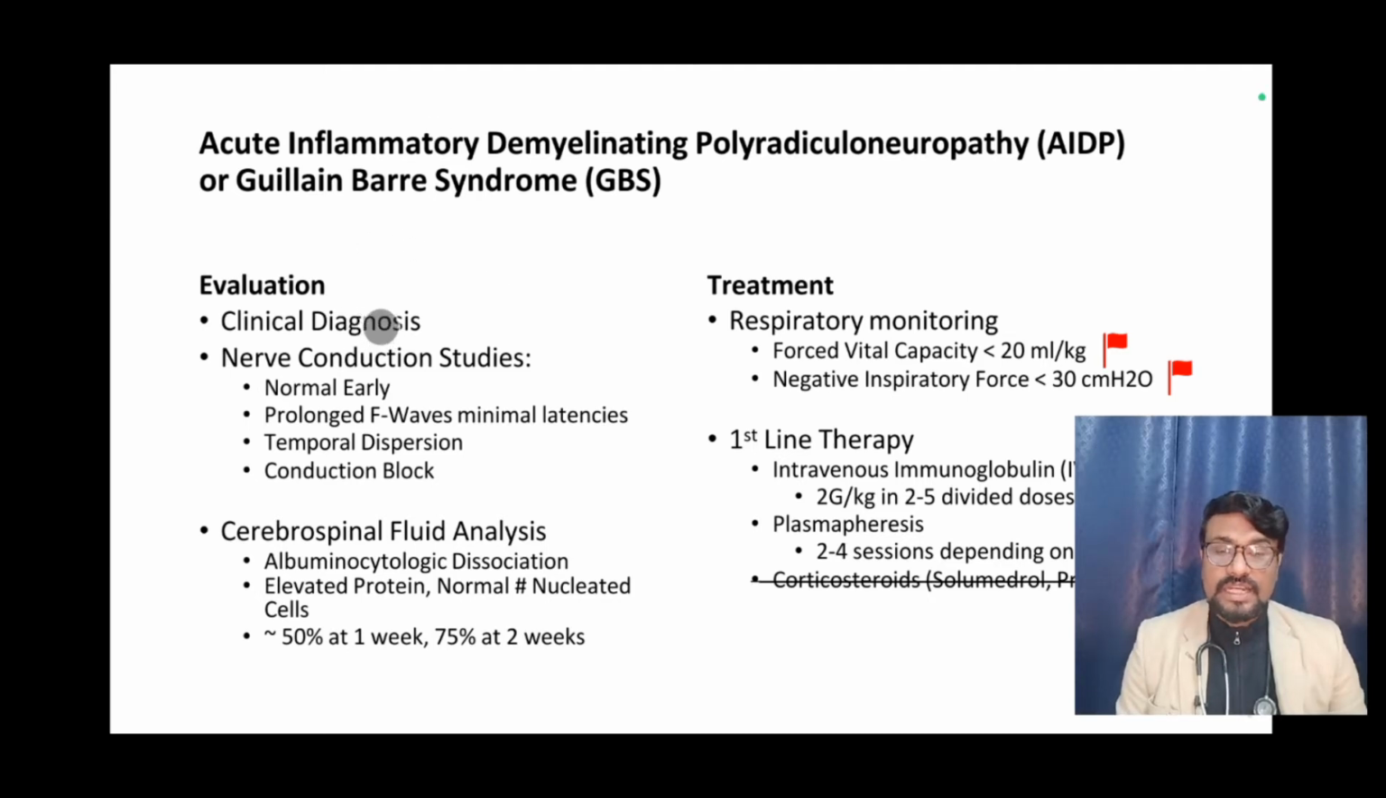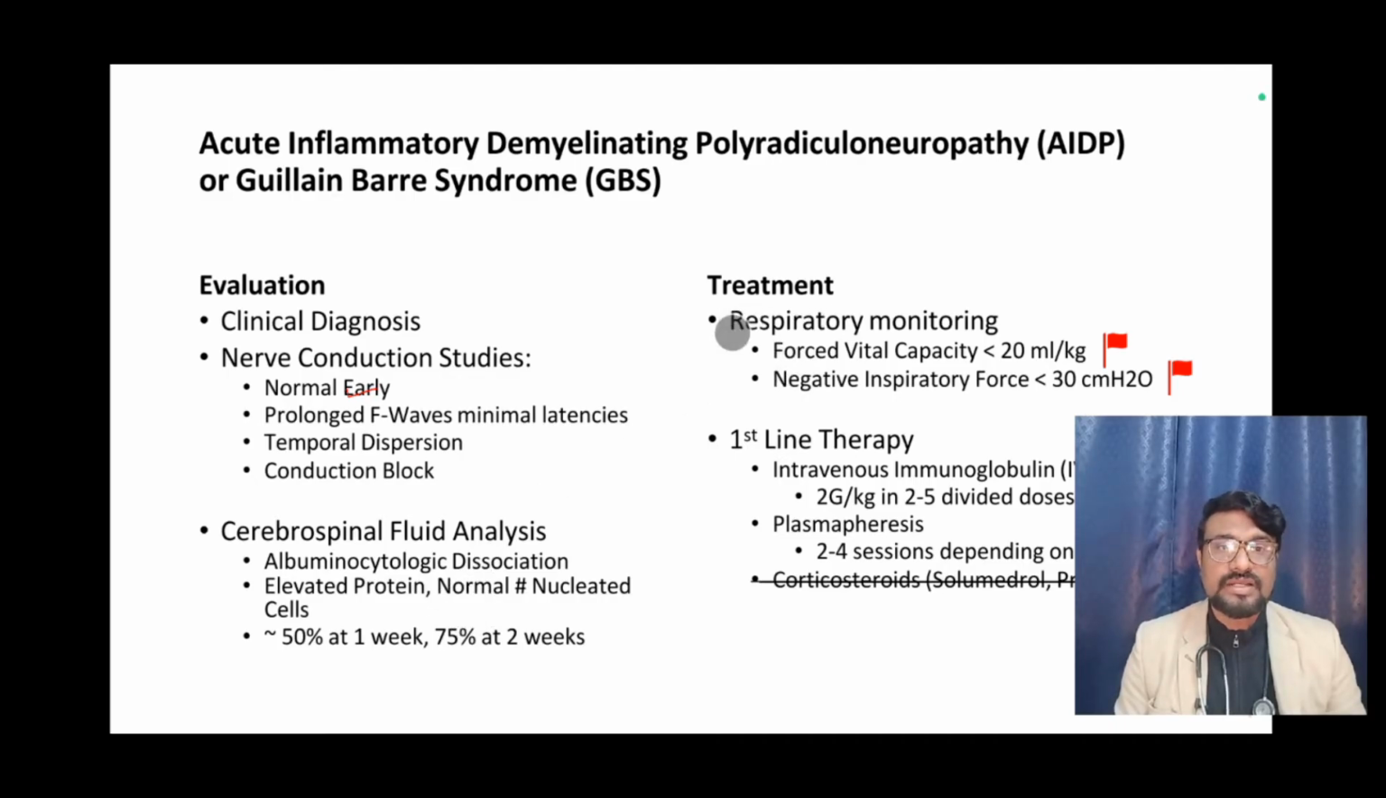It is a clinical diagnosis, but on nerve conduction study, it is normal in the early phase, but as the disease progresses, you can get prolonged F waves, minimal latency, temporal dispersion or conduction blocks. CSF analysis will show albuminocytological dissociation with elevated protein and normal cell count in 50% at the first week and 75% at the second week. We can get this albuminocytological dissociation in AIDP or GBS.